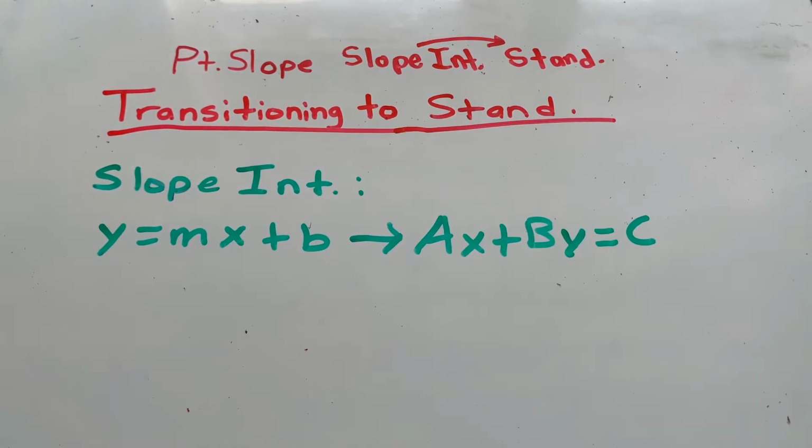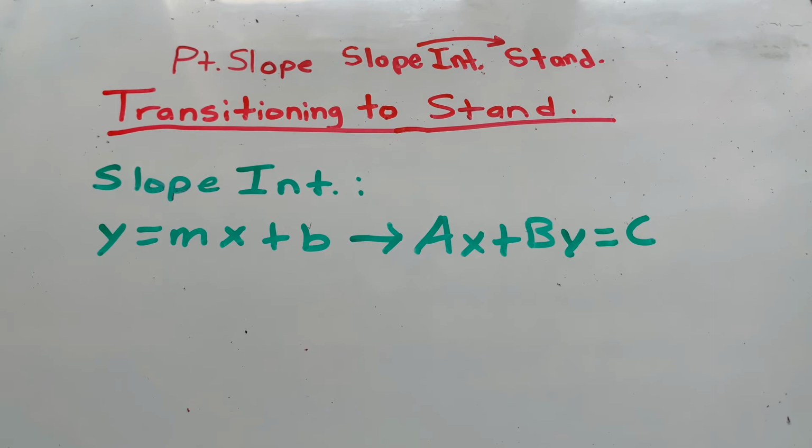Now we're on to transitioning to standard form. What you need for standard form is to isolate the x and y to one side of the equation, to get the constants, the numbers without a variable, to the other side of the equation. So we're going to be using slope-intercept form to standard form first. Going from slope-intercept form to standard form is super easy.